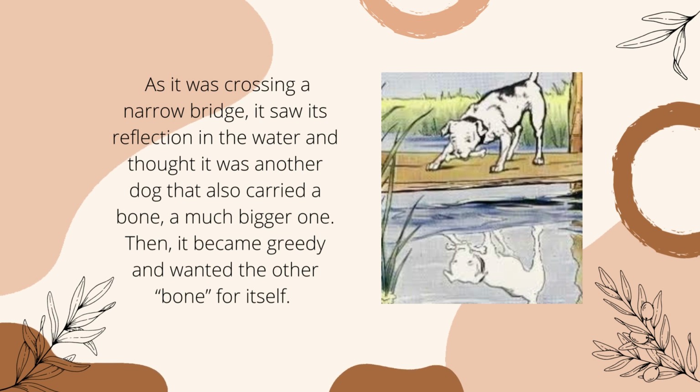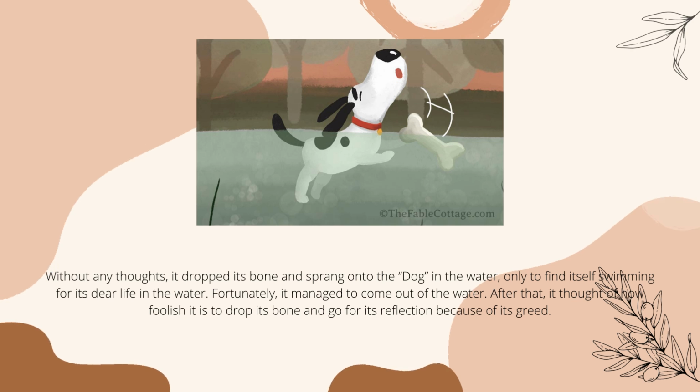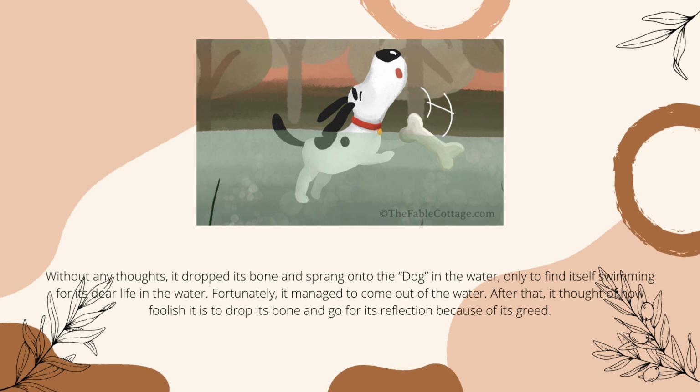Then the dog became very greedy and wanted the other bone for itself. Then, without any thought, it dropped its bone and sprang onto the dog in the water, only to find itself swimming for its dear life in the water. Fortunately, it managed to come out of the water. After that, it thought of how foolish it was to drop its bone and go for its reflection because of its greed.